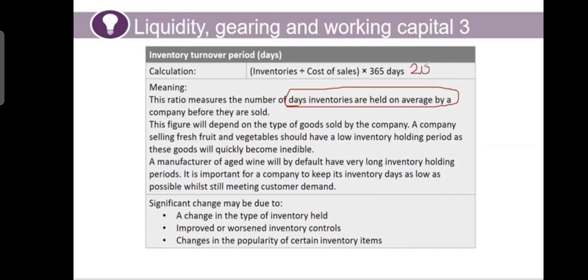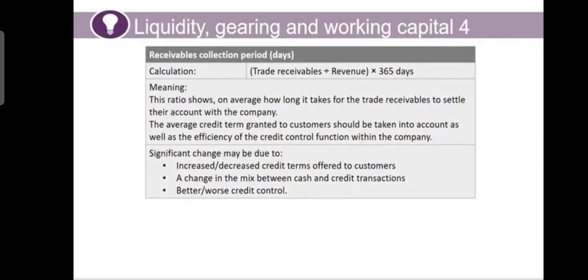The answer is always in number of days. The answer would be like 20 days, for example, which means the goods remain with you for 20 days, or probably the answer is 30 days, because you are multiplying with the number of days. So the answer to this ratio is always in terms of number of days. And then you have the receivable collection period. It is also in terms of days.